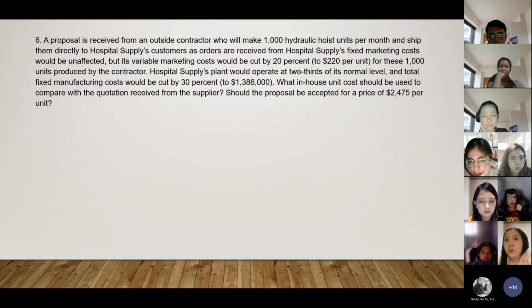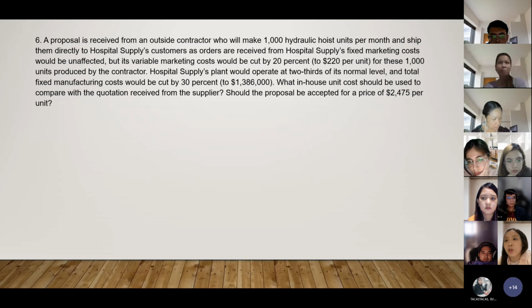For these 1,000 units produced by the contractor, the hospital supply plant would operate at two-thirds of its normal level and total fixed manufacturing cost would be cut by 30%. So that would be 1,386,000. What in-house unit cost should be used to compare with the quotation received from the supplier? Should the proposal be accepted for the price of 2,475 per unit? So we make a table for the financial analysis of this problem.